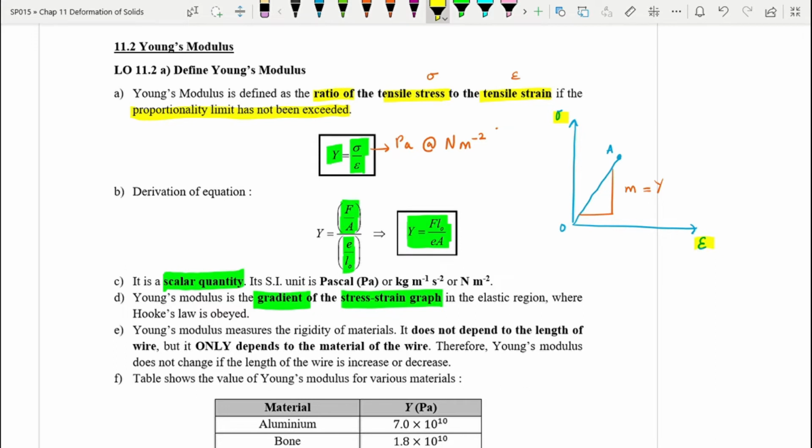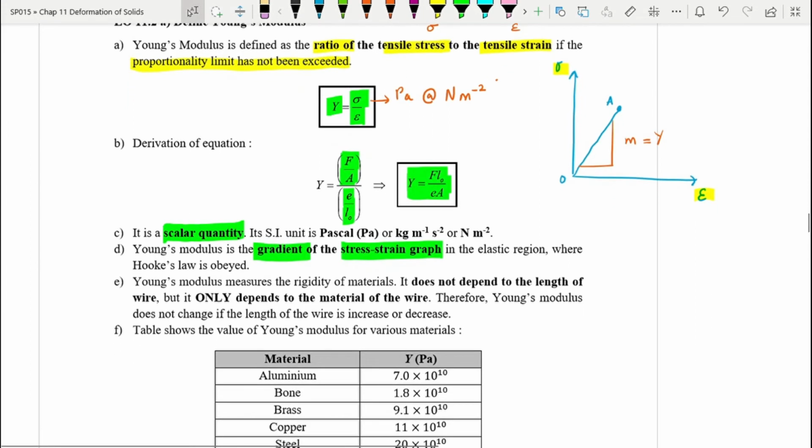Stress over strain, just as we calculate the gradient as y over x, so eventually we will get the amount of Young's modulus. But only for the straight line region, the elastic region, where the material obeys Hooke's law. Young's modulus, as I said earlier, measures the rigidity of the material, the stiffness of the material, how strong the material is, how easily it is being deformed.